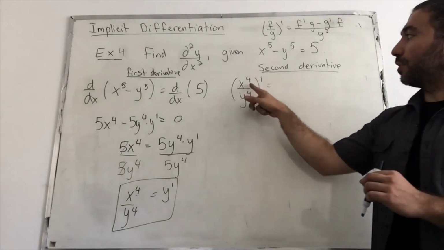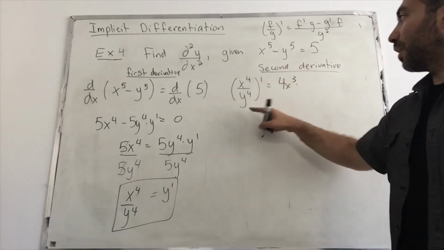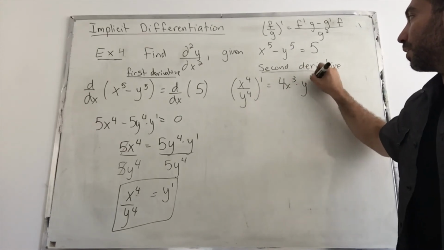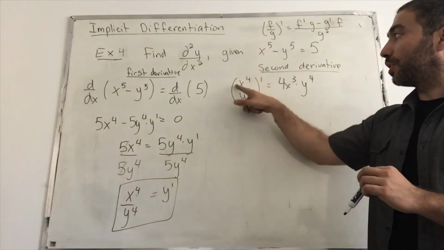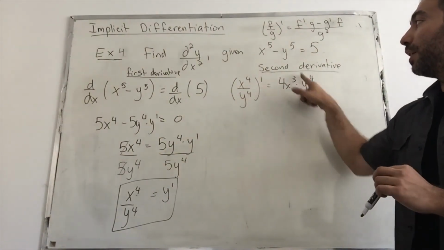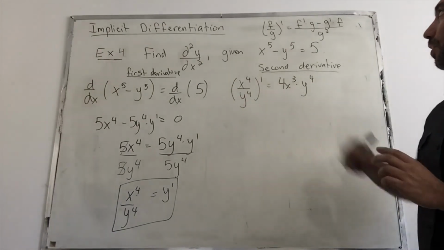So the derivative of the top is just 4x cubed times the bottom we leave, y to the 4. Notice there's no y prime because I didn't derive the bottom, we just left the bottom. We took the derivative of the top, the x to the 4, giving us 4x cubed, but the bottom we didn't derive, okay? We just rewrote it, following our rule.